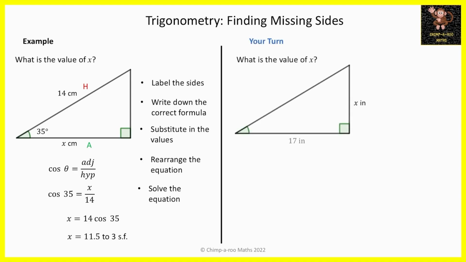So have a go yourselves now. Here is another triangle. We've got x and 17, the angle's 58. So pause this video, have a go at it, and then come back to check your answer.